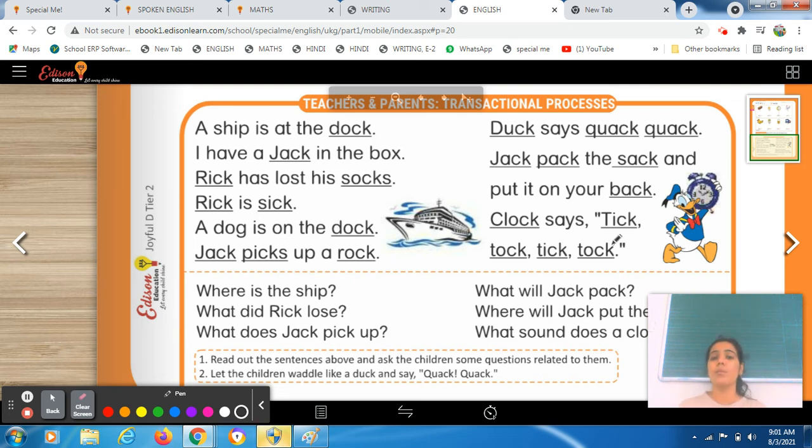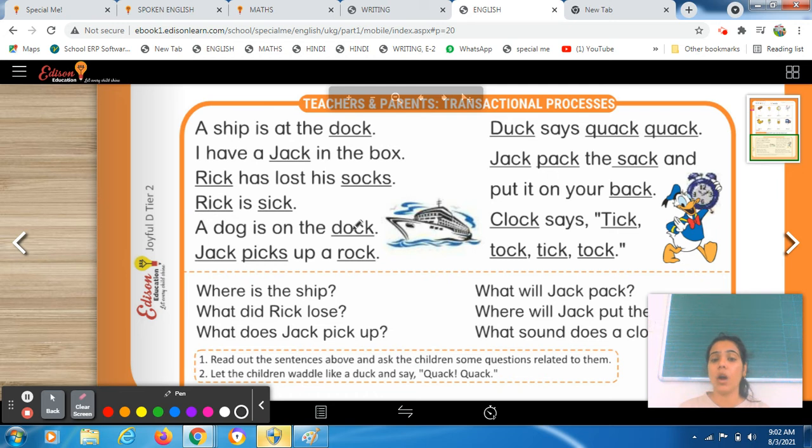So students, here we read this whole passage. Firstly, we will learn about a ship. The ship is at the dock. I have a jack in the box. A boy is talking about what he has, a jack, that is an equipment, in the box. And then Rick, the boy, has lost his socks. Rick is sick.